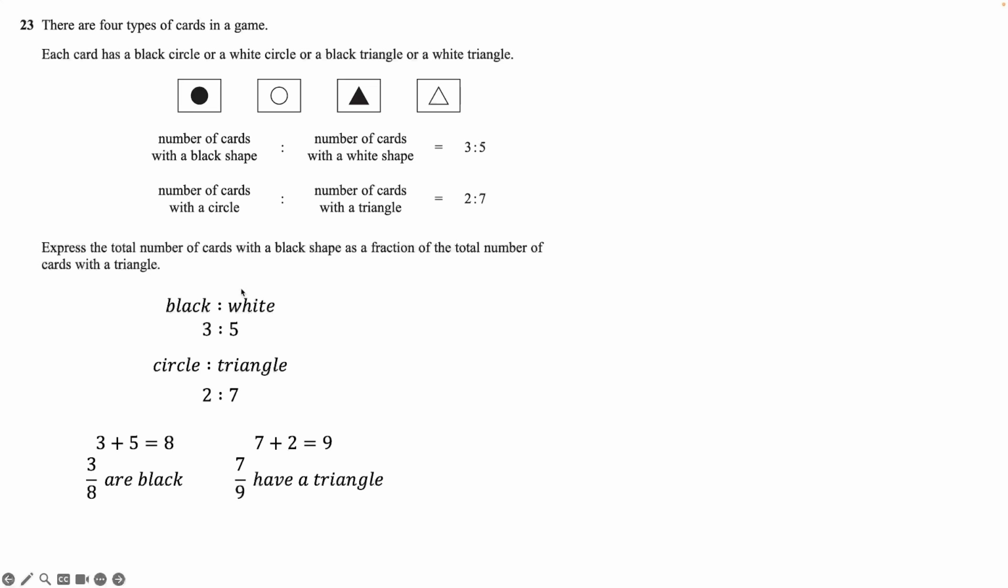We want to find the total number of cards with a black shape as a fraction of the cards with a triangle. So we need to find this as a fraction of this, a fraction of a fraction. Now that's quite horrible to look at. But think about what a fraction means. It's just the numerator divided by the denominator. So it's 3/8 divided by 7/9, and dividing fractions is very easy. We just flip the second and multiply them. 3 times 9 is 27. 8 times 7 is 56. And that's your final answer.